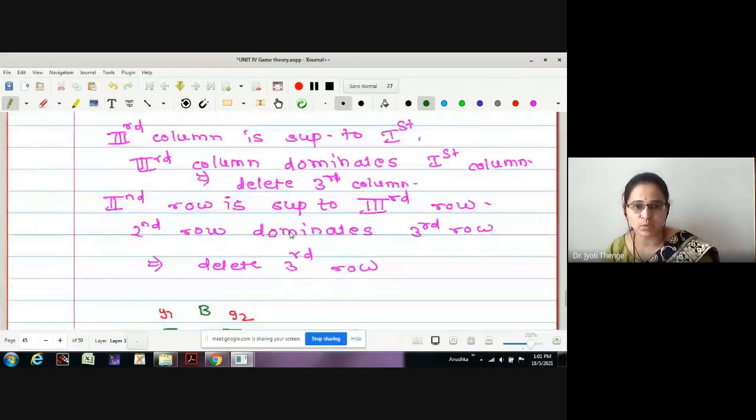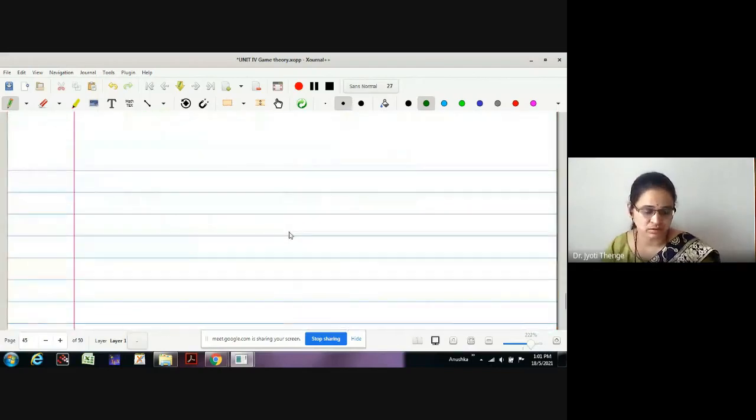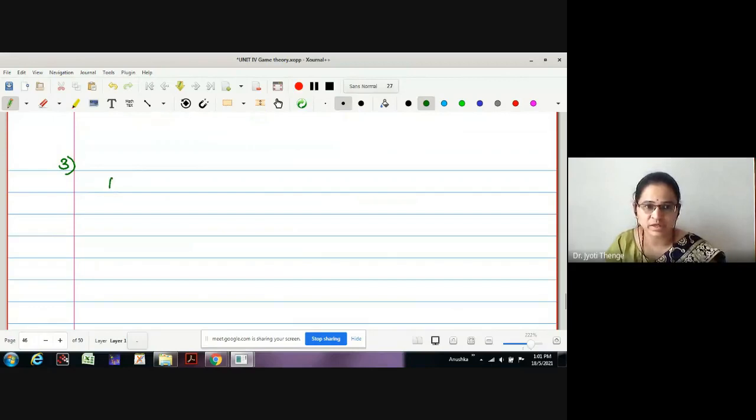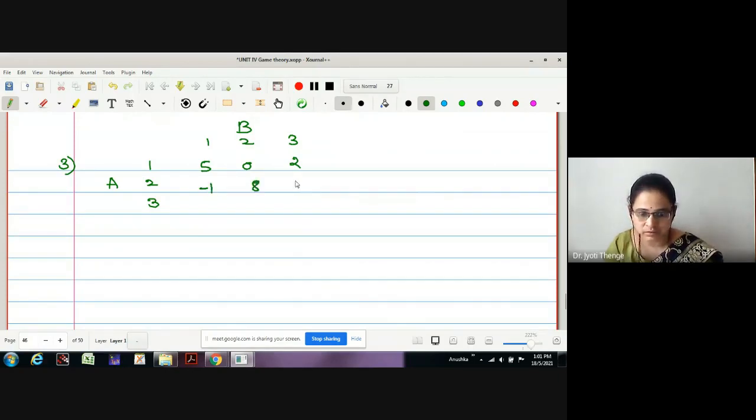So let me just take one example to explain this dominance. Player B has 1, 2, 3. Entries are 5, 0, 2, minus 1, 8, 6, 1, 2, 3. These are the entries. Whether any column, row, superior, inferior.